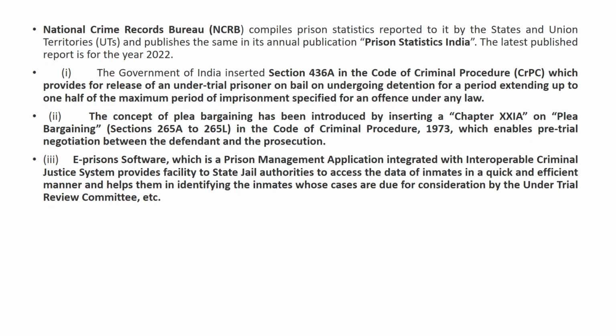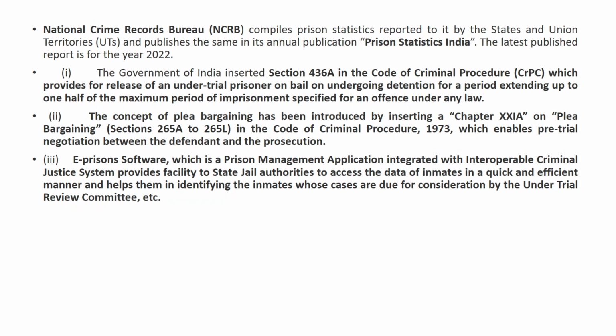if I have to give you the major things, so far as prison administration is concerned, there is a body called the National Crime Records Bureau, which compiles prison statistics, and the latest statistics we have are of the year 2022. In addition to that, section 436A was inserted by an amendment in the CrPC that provides for release on bail of an undertrial prisoner undergoing detention for a period exceeding up to one-half of the maximum period of imprisonment specified for an offence under any law. That means, if an undertrial prisoner undergoes imprisonment for more than half of the total quantum of imprisonment specified for an offence under law, that person should be released on bail. That is what is being laid down under section 436A, which was an amendment in the CrPC.